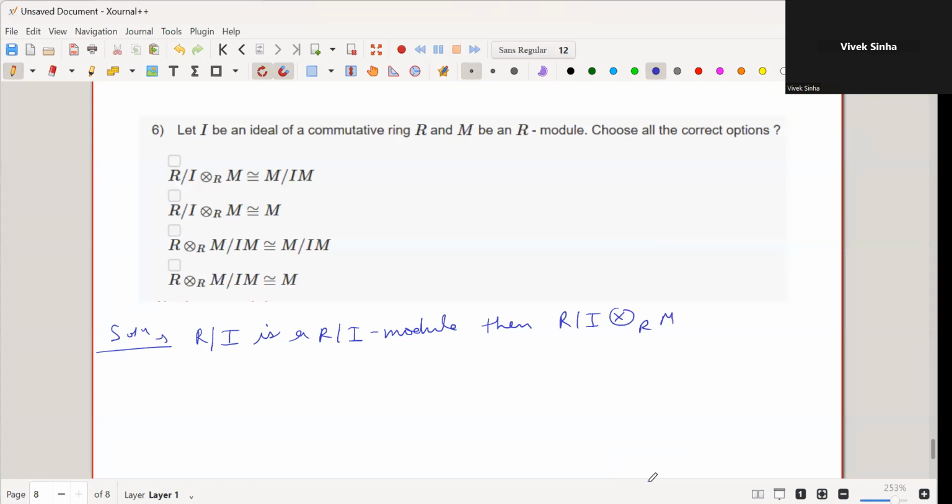Because one side is an R/I module, the tensor will also be an R/I module. If the multiplication is done on just one side and the second side is kept as it is, then one-sided multiplication is enough for defining a module structure. So R/I is an R/I module, and R/I tensor M will also be an R/I module.